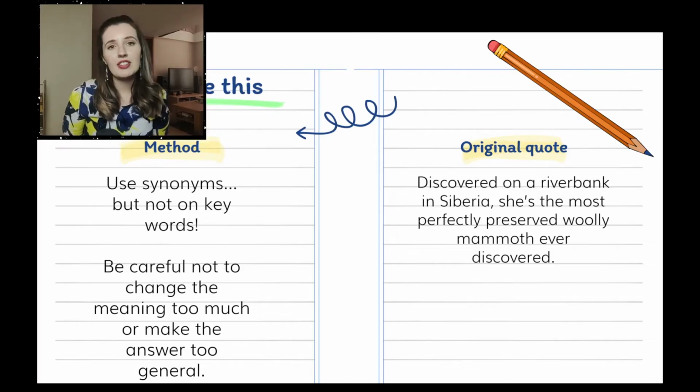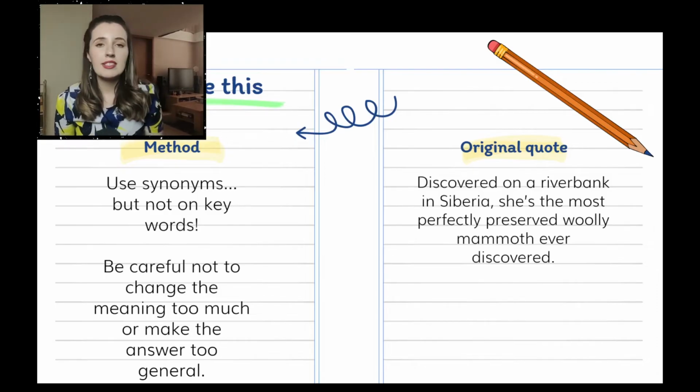So the first method then, maybe the most obvious one, is to use synonyms. What is a synonym? It's a word that means the same thing.